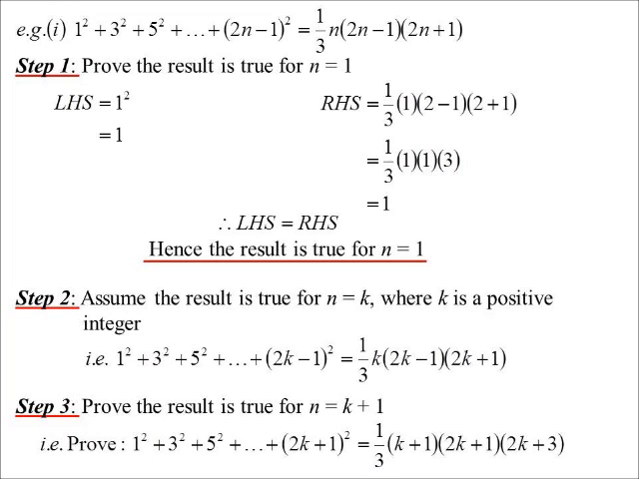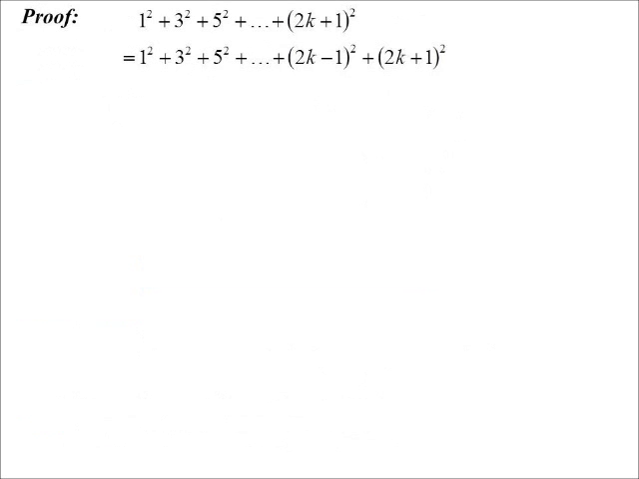And on the right-hand side, replacing n with k plus 1, we'll get a third k plus 1, 2k plus 1, 2k plus 3. That's what we've got to go and prove. Now, with these series questions, remember, you're trying to get your assumption into your proof, because this plus dot, dot, dot, I mean, who knows what's in the dot, dot, dots? We want to get rid of that and come up with something definite.